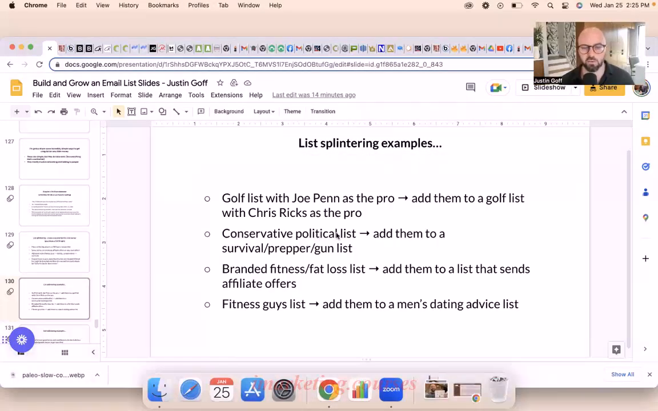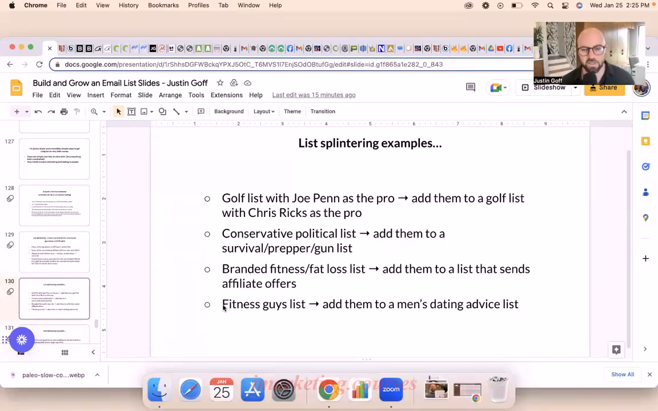If you took a conservative political list, you could easily create a second list that's a survival prepper gun kind of list and start sending them information on that type of stuff, and they would probably be all for it. You see this with a branded fitness list and then a second list that just sends affiliate offers. So they're not sending any of their own offers. They're just sending affiliate offers on the second list.